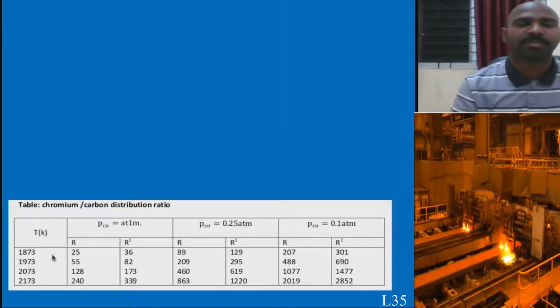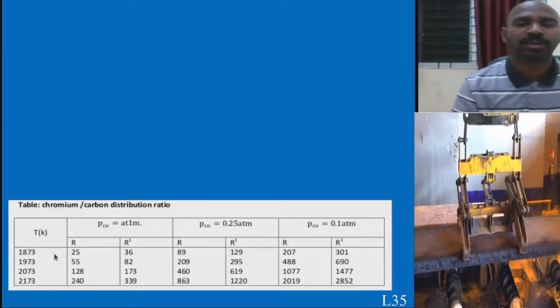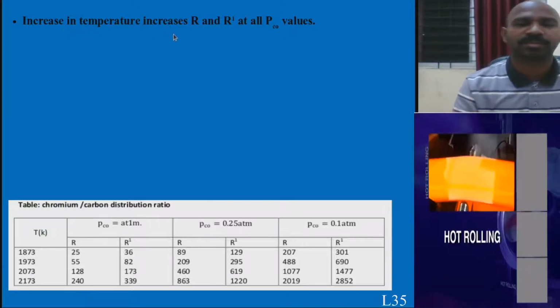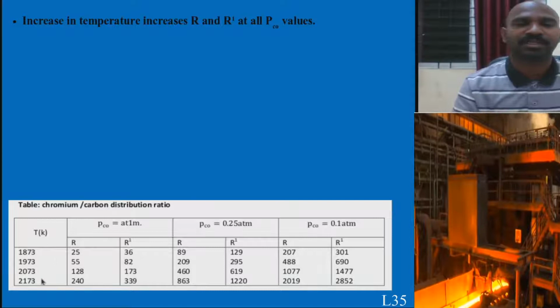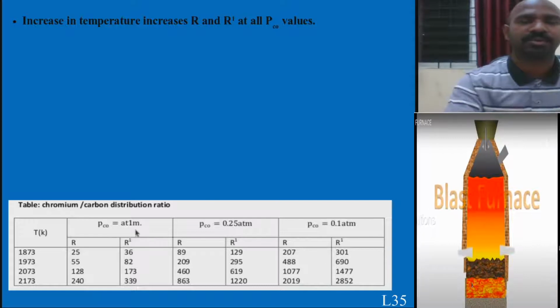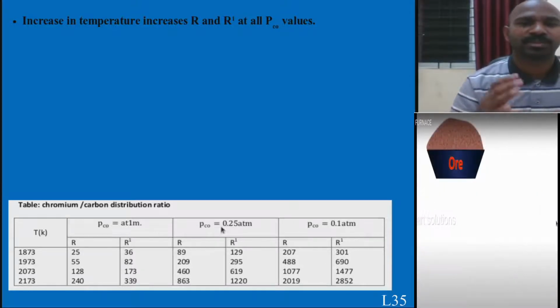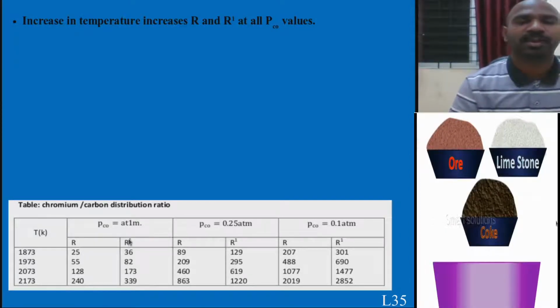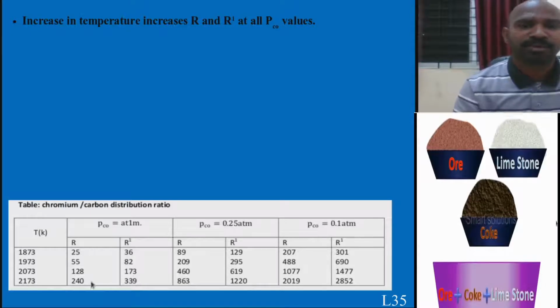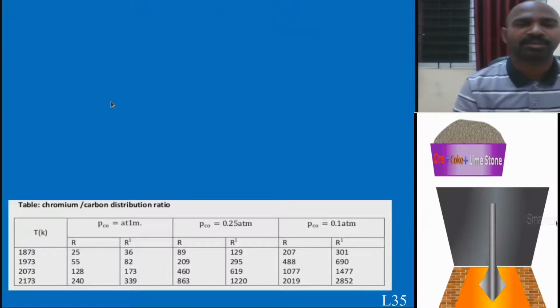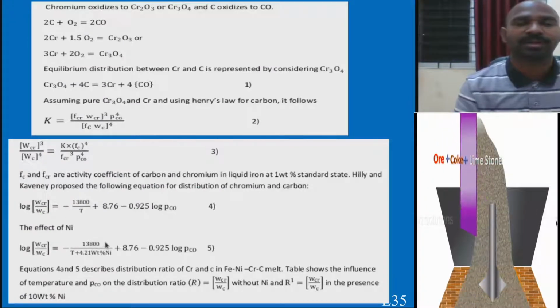For example, as the temperature is increasing, this table explains that R and R dash are also increasing at all partial pressures: 1 atmosphere, 0.25, 0.15. As partial pressure decreases row-wise and temperature increases, these R values and R dash values, without nickel addition and with 10% nickel addition, are increasing. When you substitute these values, you can calculate from the previous slide. These things will be given in any numerical problem.